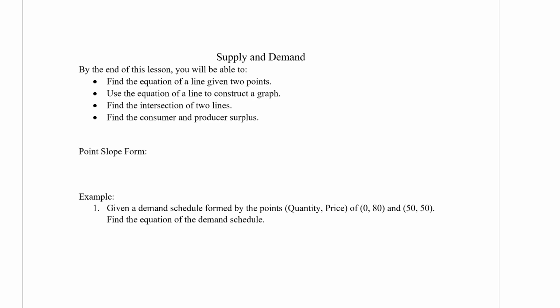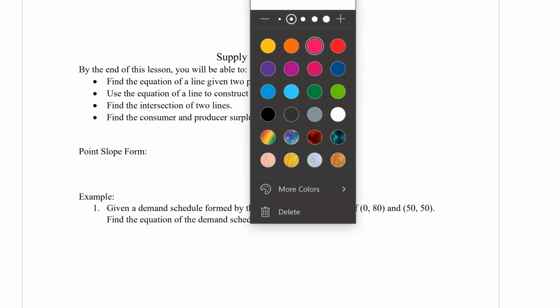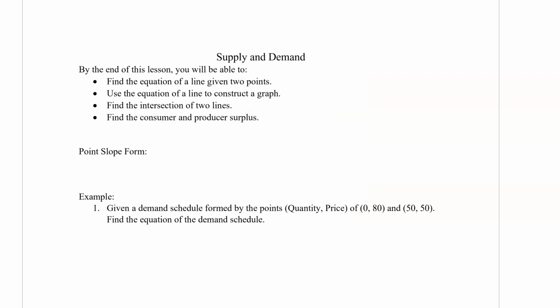Today we're going to learn a few new topics. So your notes had you learn about the supply and demand models and consumer surplus and producer surplus. Today we're going to look at that in the context of specific points. So we're going to find the equation of a line given 2 points. We're going to use that equation to construct a graph.